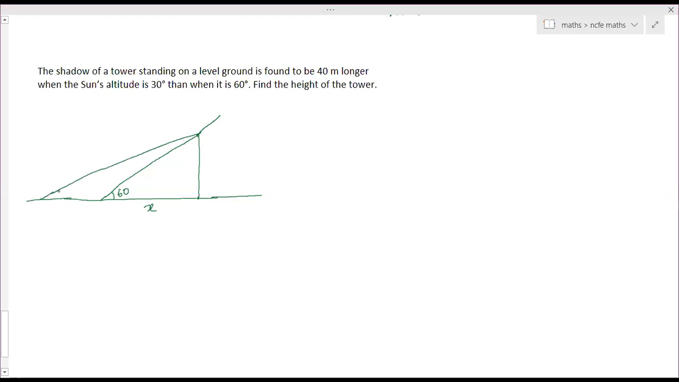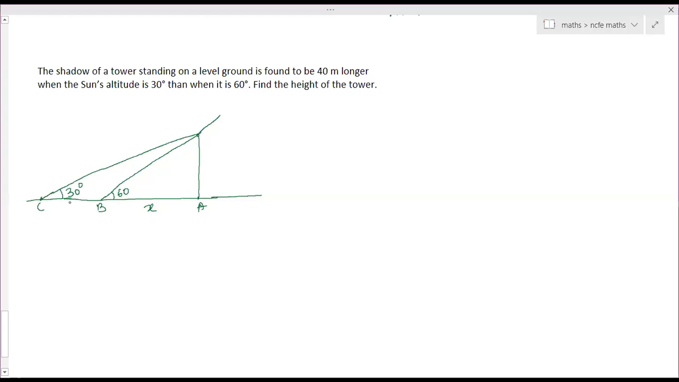So this way when it reaches this angle, the sun's altitude is now 30 degrees. So this shadow, from points A, B and C: AC is the shadow formed when the angle of the sun's altitude is 30 degrees, and AB is the shadow formed when the sun's altitude is 60 degrees. When it is 30 degrees, the shadow is longer than AB. So AC is greater than AB by 40.